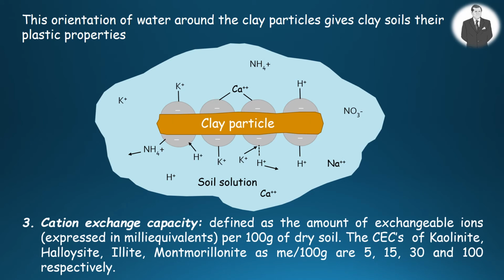The third important property of clay minerals is the cation exchange capacity. It is defined as the amount of exchangeable ions expressed in milliequivalents per 100 grams of dry soil. The cation exchange capacities of kaolinite, halloysite, illite, and montmorillonite, in milliequivalents per 100 grams, are 5, 15, 30, and 100 respectively.